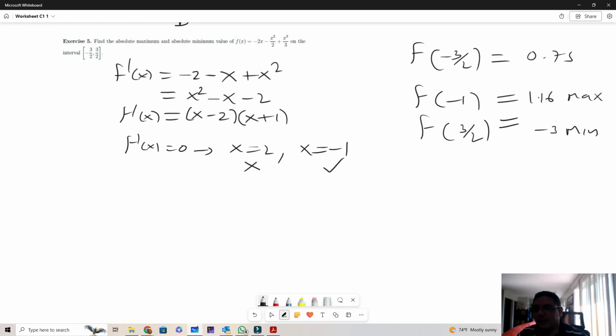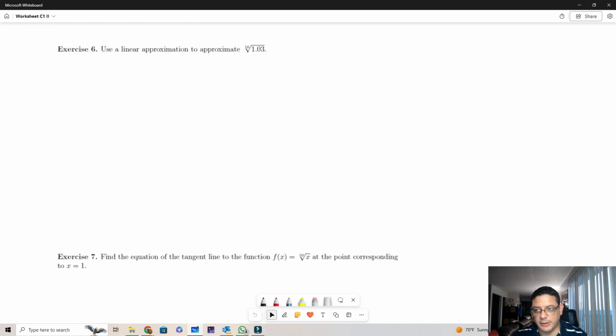Okay. And so this is what happens when we have, again, a closed interval. This is the way that we classify the maximum and the minimum. We find out who's the maximum value and who's the minimum value from either the critical points that we have inside of the interval or the extremes of the interval.